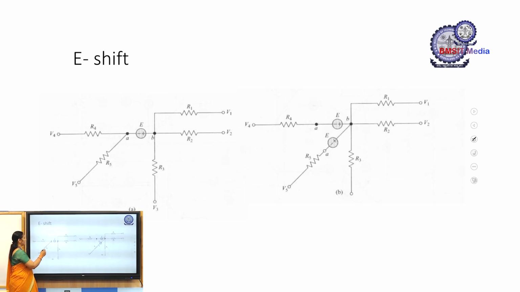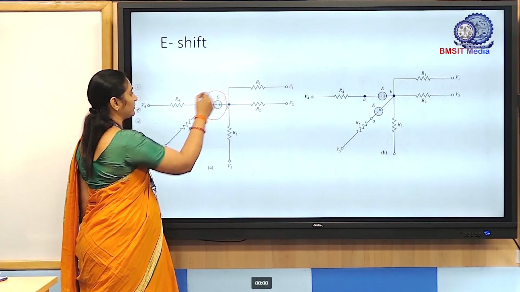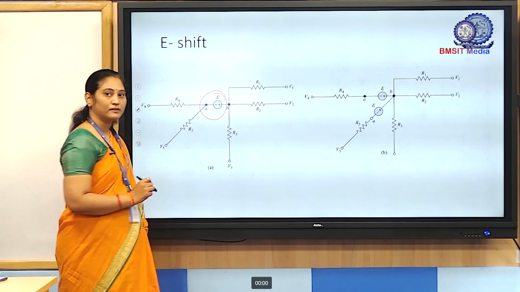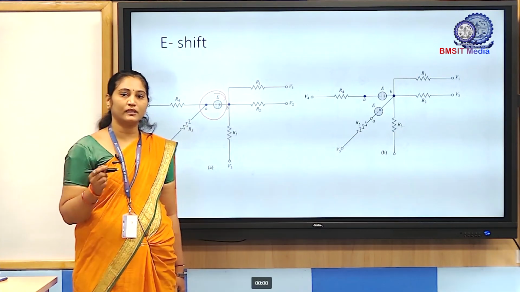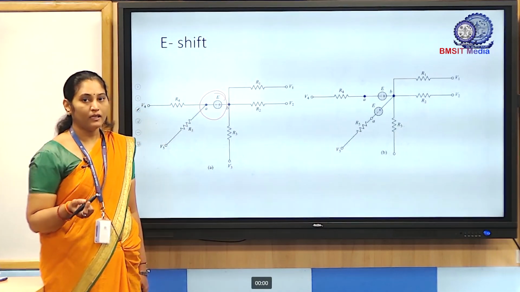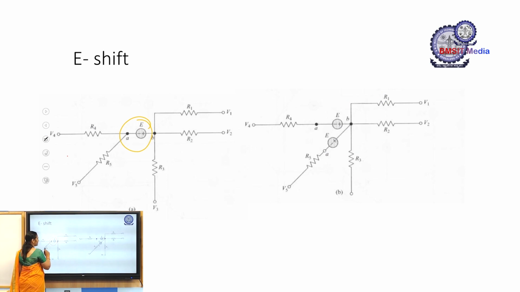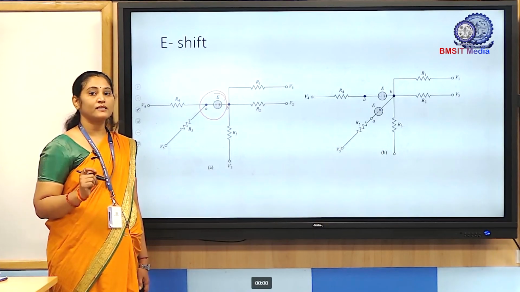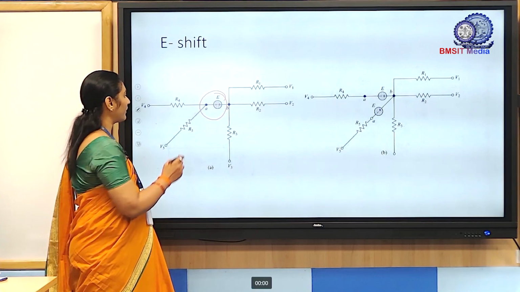So consider this network A. There is an ideal source here. Why do we call it an ideal source? Because it is not associated directly with any other resistor. Since it is a voltage source, what do we expect for a practical source? A practical voltage source will have a resistor in series. But what you can see here is a node.